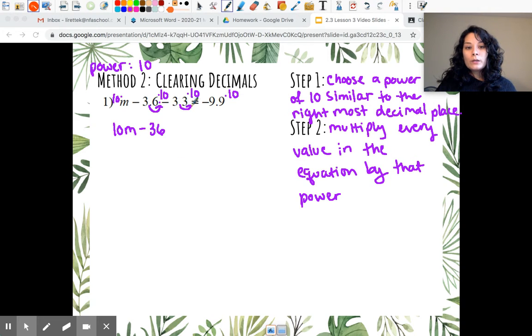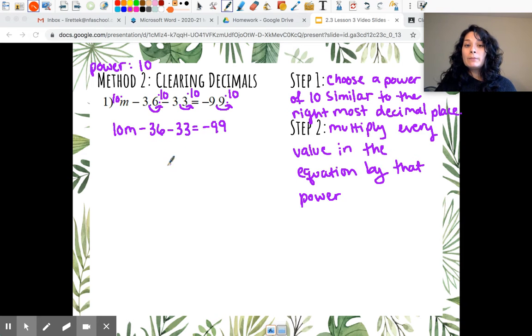Same with the 3.3. It turns into a 33. I'm just moving that decimal point over so it's an integer. And then the negative 9.9 turns into a negative 99. The decimal's over here to the right now. So again, it looks a little more complicated than the one I did before, but it's still good to know this strategy, just so you have it.